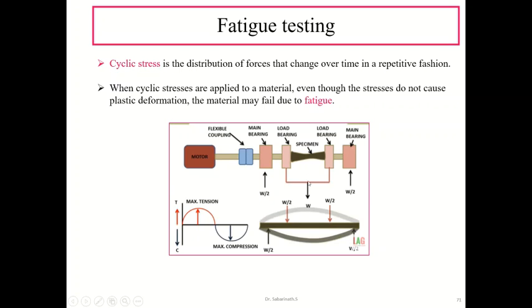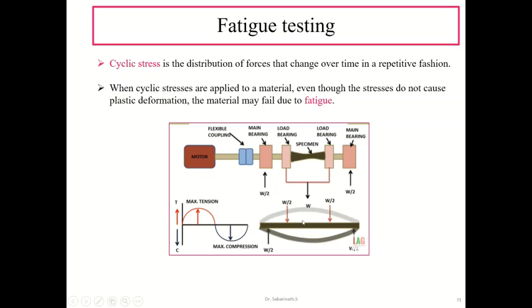Here we can see a test apparatus which is used to simulate the possible service stress conditions during a rotation. A specimen is placed as shown here in between two bearings, and it is subjected to rotation. During rotation, the lowest surface of the specimen will be subjected to a tensile stress, and the upper surface will be subjected to a compressive stress.